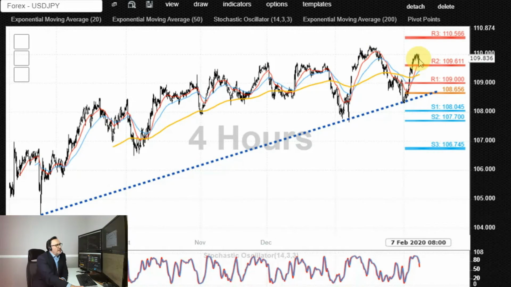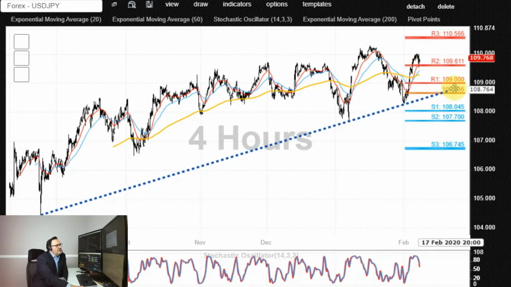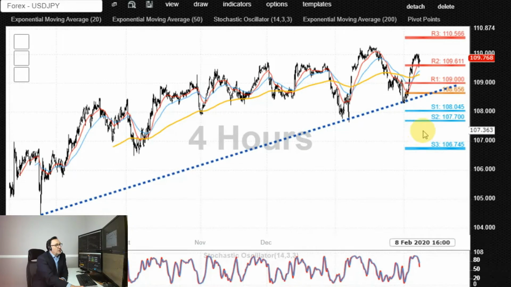Alternatively, if we see a corrective pullback lower, then this rising support trend line would be closely watched by many traders, and this area of interest here, a zone of support at 109, 108.65. Only the loss of 108.65 and the retest of that level from underneath the end of day close below that level would change the bullish outlook, potentially opening the way for a deeper corrective move towards 108, 107.70.